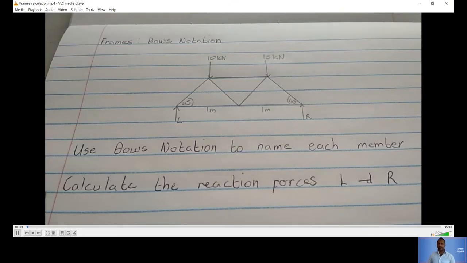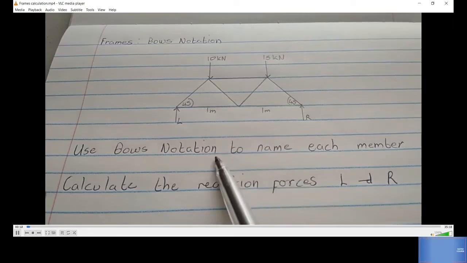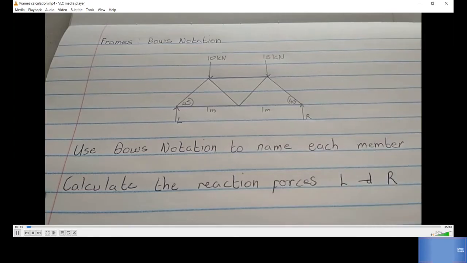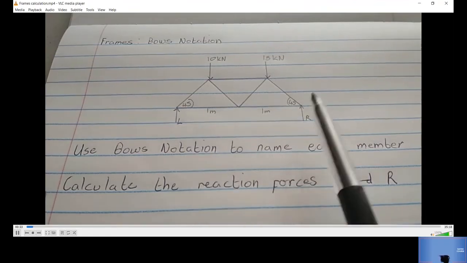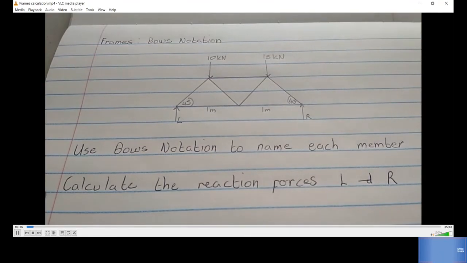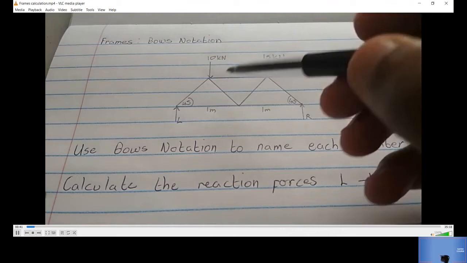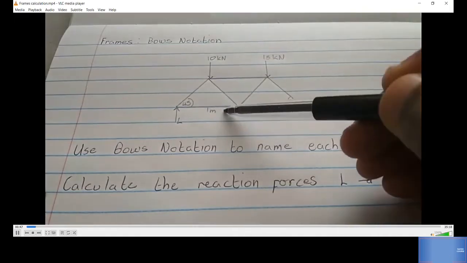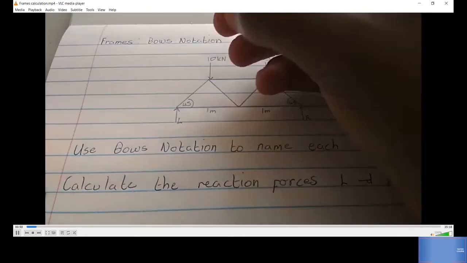Now, Bow notation is just a way of naming each member in the frame. And that's the first question: use Bow notation to name each member of the frame. Okay, and then after that, we are going to calculate the reaction forces L and R. There's L over there and R over there. Okay, now in naming each member in this frame, you always name it in a clockwise manner. Okay, if you can just imagine a spiral going that way. Okay, so we're going to start there.